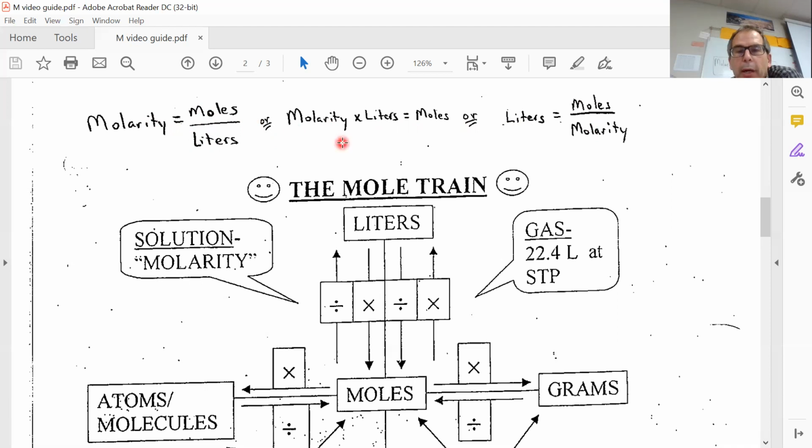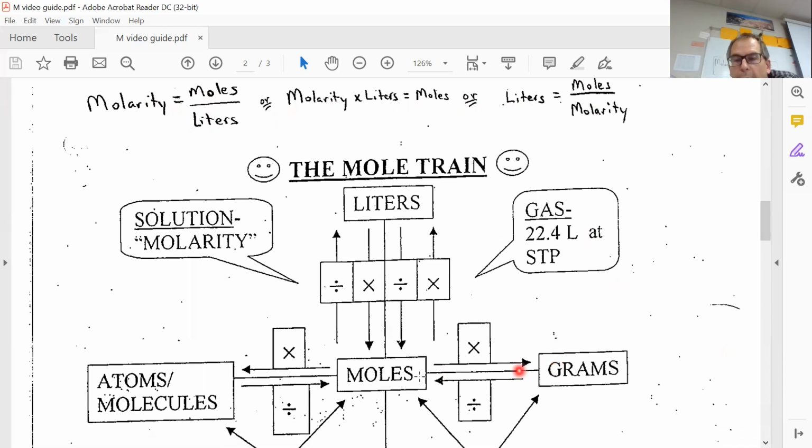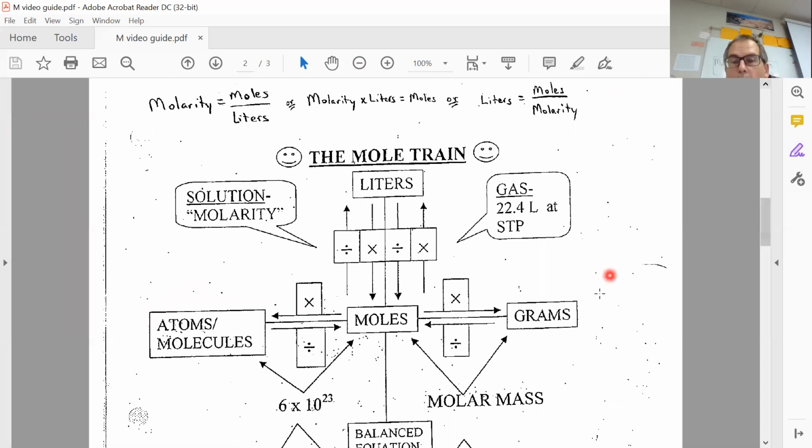So remember our mole train, and I might just slide this up slightly. Maybe I can shrink this down slightly. I don't want to make it too small. Okay, we can see, going from grams to moles, we divide by the molar mass. Going from moles to grams, we multiply by the molar mass. And we know moles to atoms, we multiply by 6 times 10 to the 23rd; atoms to moles, we divide.